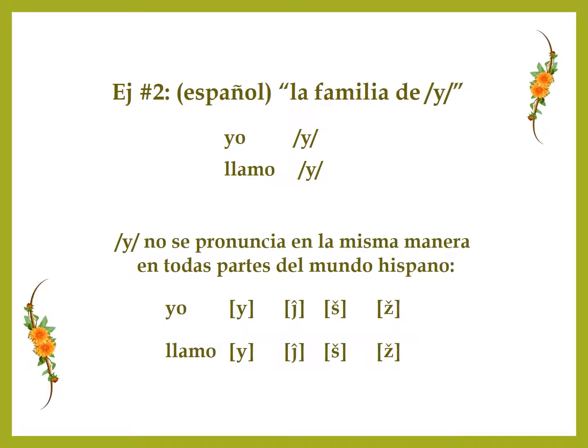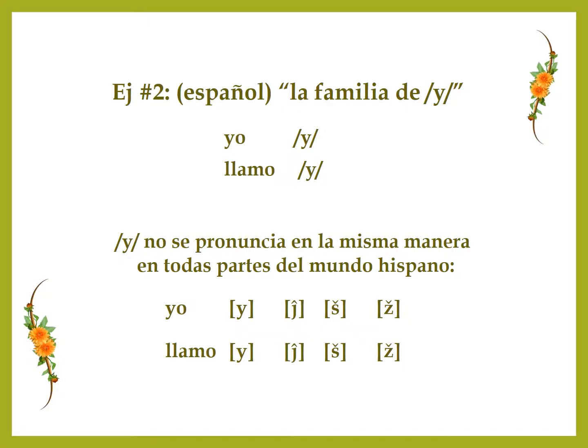Pero este fonema no se pronuncia en la misma manera en todas partes del mundo hispano. Yo llamo. That first column with just the Y. Now notice that up above, your phonemes, this is very important, your phonemes are written with slashes. Your allophones are written with brackets. So if you go down that first column with the yo and the llamo, we're going to stay that same sound. So just try this after me.